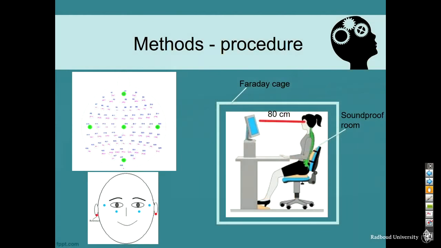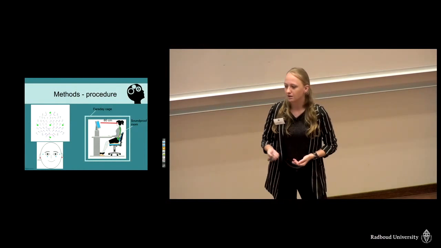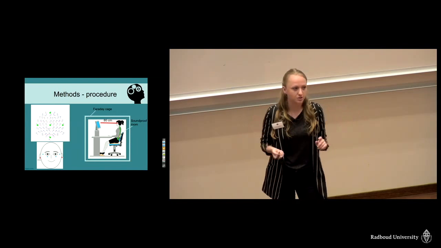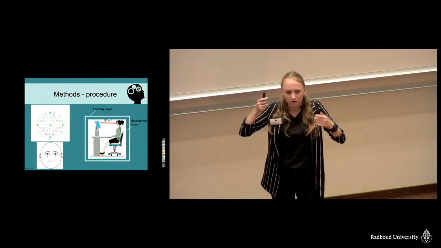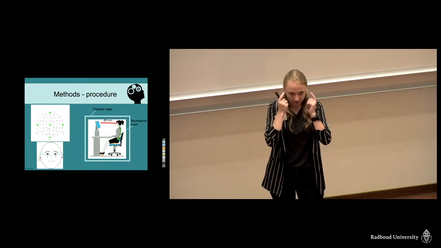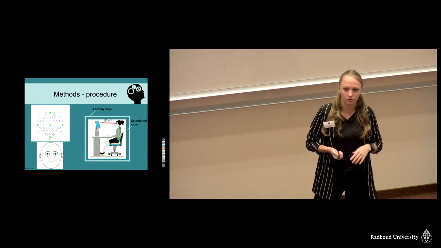So some more about the procedure. The participants came to the lab and were seated in a comfortable chair 80 centimeters from the screen where instructions were shown. They were sitting in a soundproof room, shielded by a Faraday cage to stop interfering signals from outside. They got 64 electrodes placed on the scalp, and 4 additional electrodes around the eyes to track eye movements, which we can remove later on, and 2 electrodes on the ear as references.